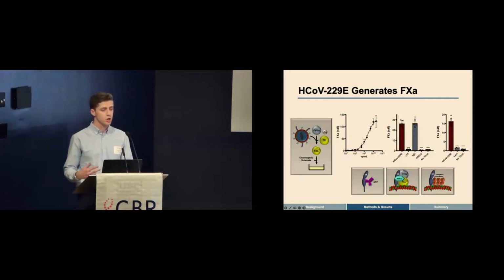The next step was to show that this 10A generation by the virus was dependent on tissue factor. So we employed a monoclonal antibody specific to the 7A binding site of tissue factor, as well as NAPc2, a tissue factor 10A specific inhibitor. And in both cases, this abolished 10A generation for anti-tissue factor as well as NAPc2.